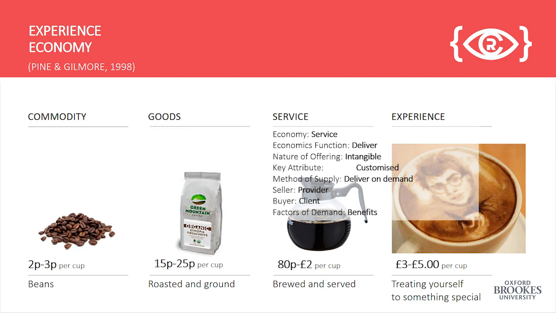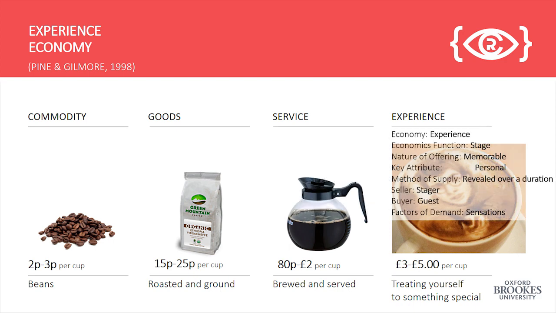The service economy then, and as you can clearly see from the existence of all those at the same time, they're not mutually exclusive, they're just stacking up on each other. The service economy looks at delivering services that are rather intangible. They're customized, delivered on demand from a provider to a client, and it gives certain benefits like being awake. That is then differentiated from the experience economy, where we have stages and create memorable experiences that are personal, that are revealed over a duration, that involve stagers and stage managers, and involve guests rather than users.